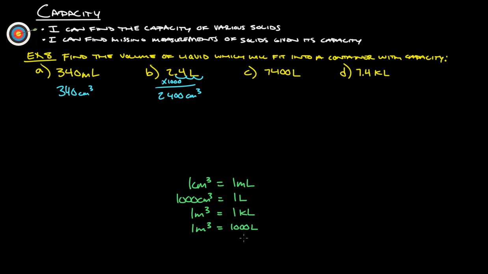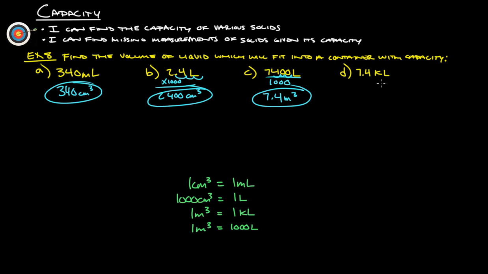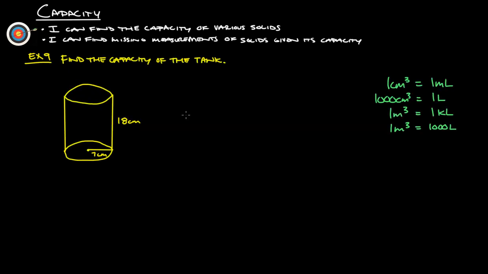7,400 liters. If we look down here, we got 1,000 liters is 1 cubic meter. So if we take this and divide it by 1,000, that would basically mean move the decimal over 1, 2, 3 spots. That is going to be 7.4 meters cubed. So these are all of our answers here. And then 7.4 kiloliters is going to be the same. A kiloliter is the same thing as a cubic meter, so that's just going to be 7.4 meters cubed.